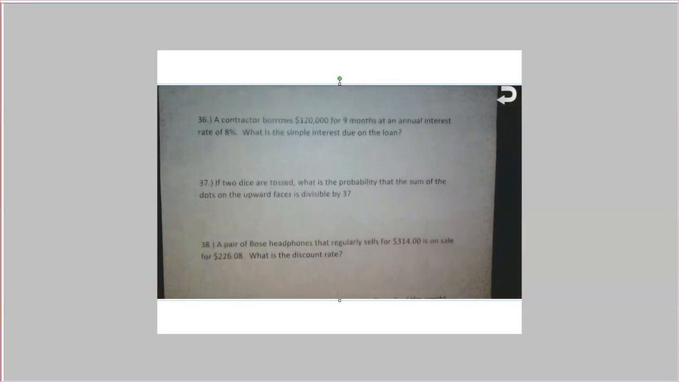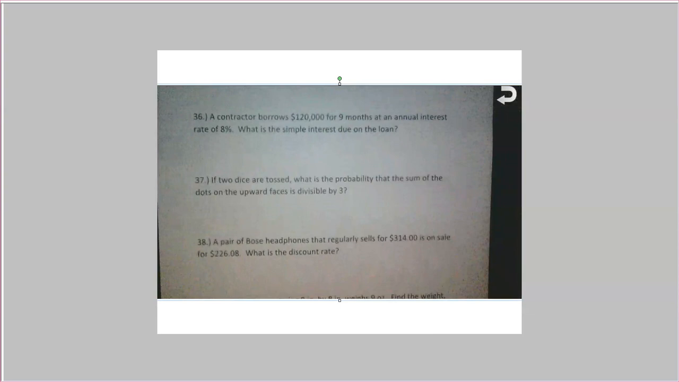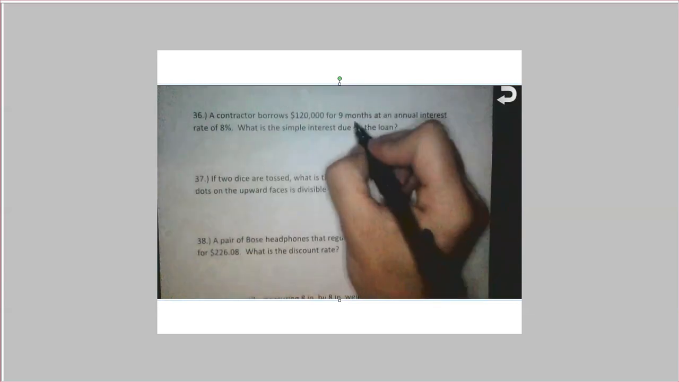Number 36, a contractor borrows $120,000 for 9 months at an annual interest rate of 8%. What is the simple interest due on the loan? I really encourage you to go back and look at those formulas from this chapter, but simple interest is calculated by interest equals principal times rate times time. And the thing about time is it has to be given in years, and they've given us months.